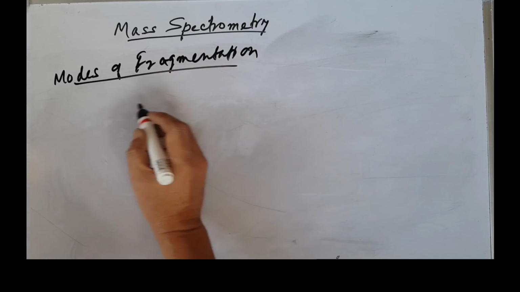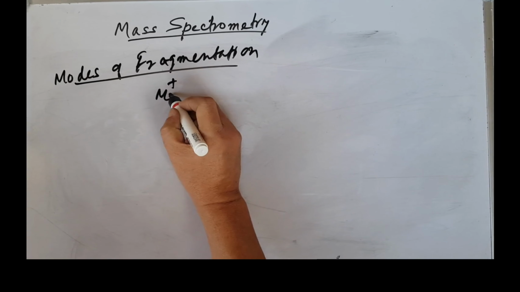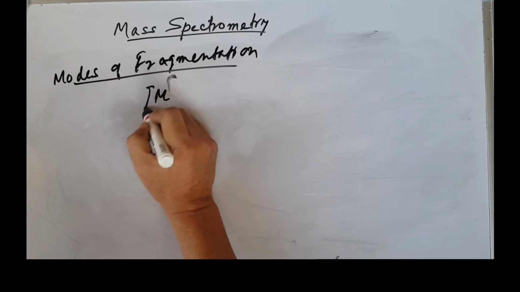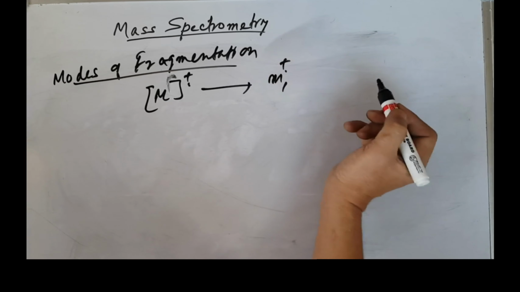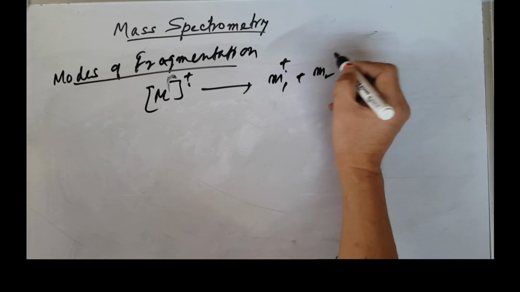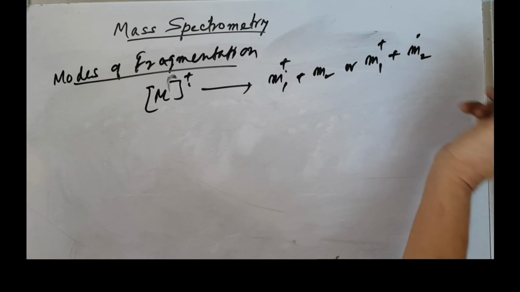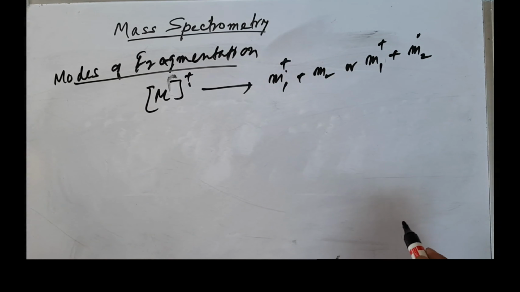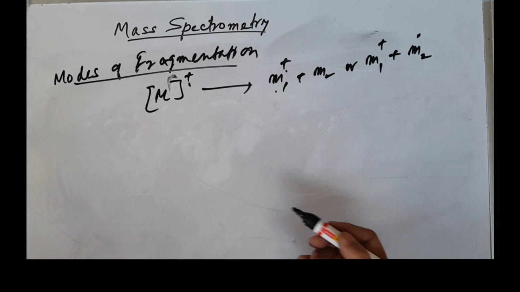So the molecular ion can undergo fragmentation to give daughter ions or fragment ions. You can write it this way: the molecular ion, bombarded, can give M1 positive charge plus M2 neutral, or you can write M1 positive charge plus M2 radical. So these are daughter ions. They can undergo further fragmentations. So how are these fragment ions formed? I will write down here.